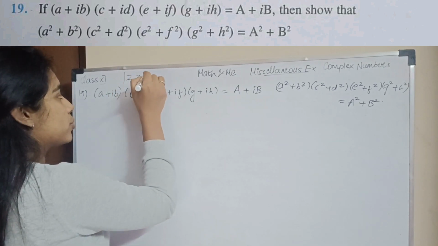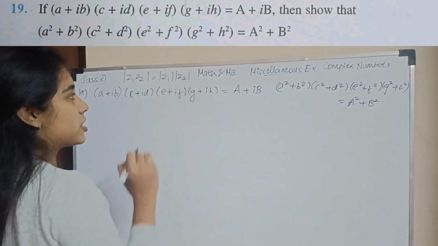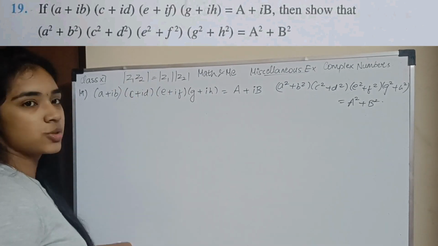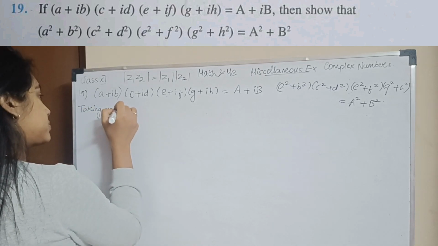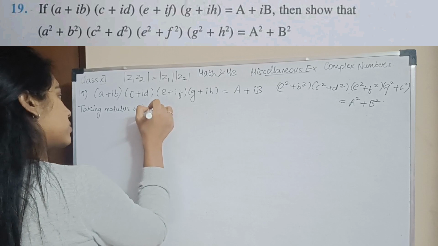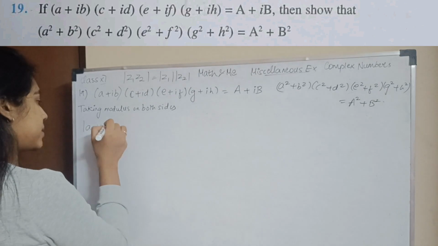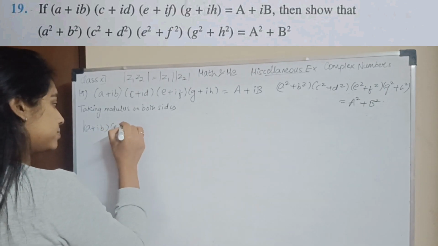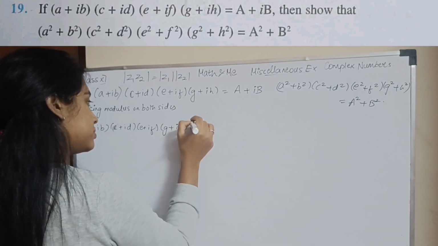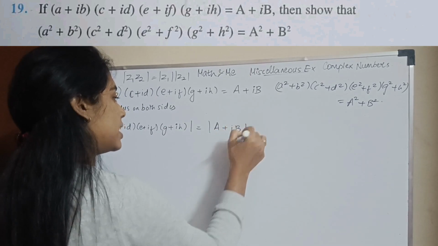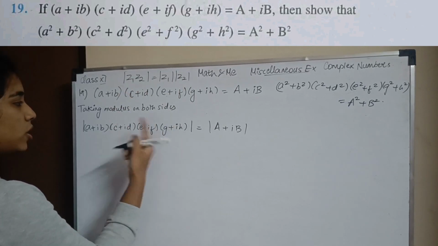Okay, so all you have to know is this one thing. Z1 times Z2, the product of two complex numbers inside a modulus, can be written as mod Z1 times mod Z2. Just as it is applicable to division, the same is applicable to multiplication. So simple. Taking modulus on both sides, what happens? Mod of (a + ib)(c + id)(e + if)(g + ih) equals mod of (A + iB). Now how can we write this? Mod of Z1 Z2 is mod separated. So here also we can write the modulus separately.